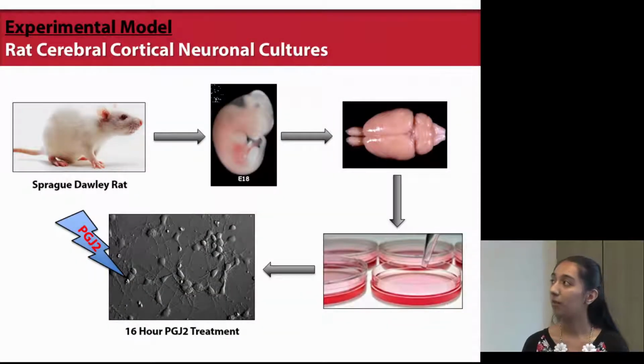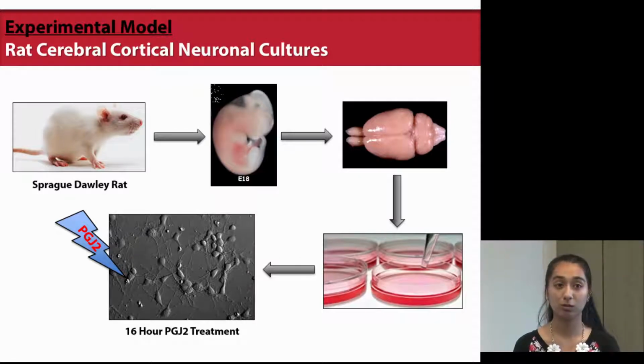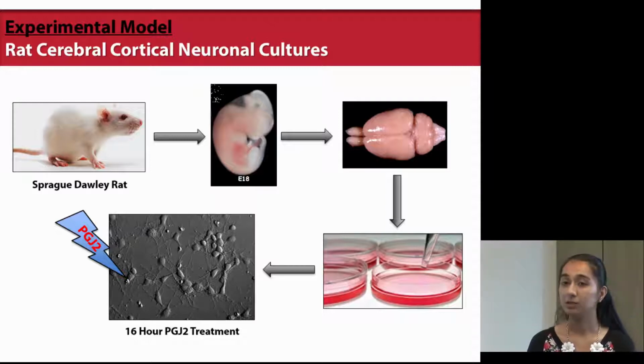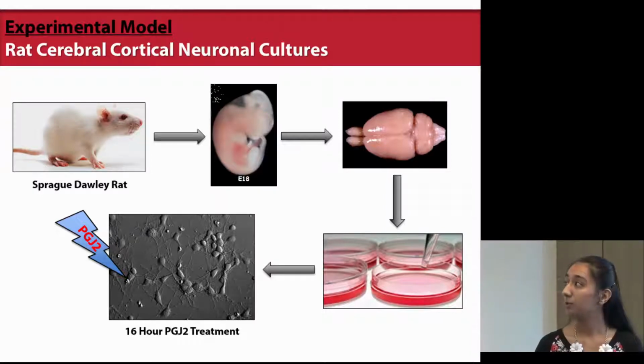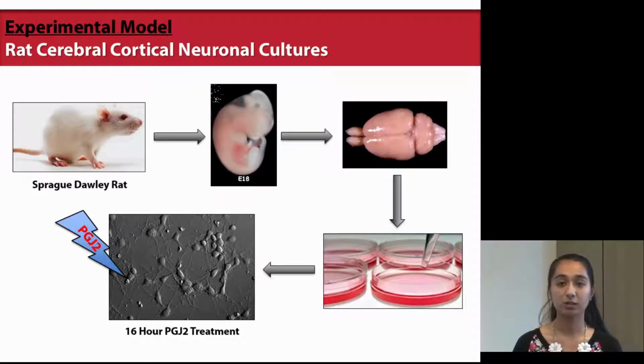So our experimental model in our experiments was rat cerebrocortical neuronal cultures. We were able to obtain day 18 embryos, and we isolated the cortices specifically because they are involved in higher functions of brain activity. We used an enzyme called papain in order to disperse the cells in culture. The cells were in culture for exactly 1 week, and we then treated the cells with 10 micromolar PGJ2 for a duration of 16 hours.